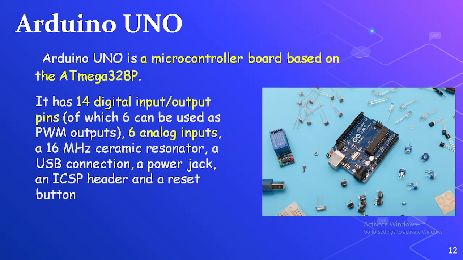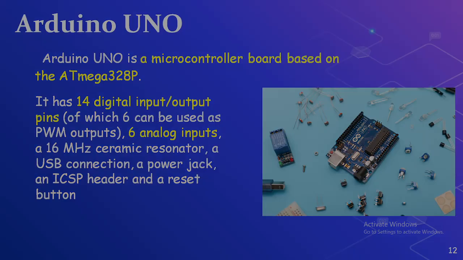Arduino Uno is a microcontroller board based on Atmega 328P. It has 14 digital input-output pins, of which 6 can be used as pulse width modulation outputs, and 6 analog inputs, a 16 MHz ceramic resonator, a USB connection, a power jack, an ICSP header, and a reset button.